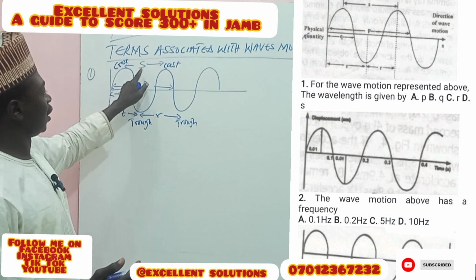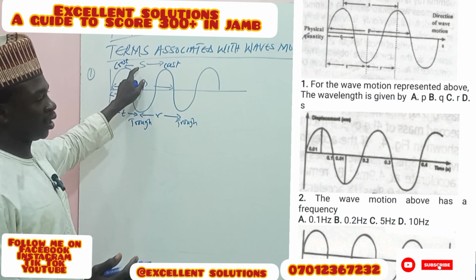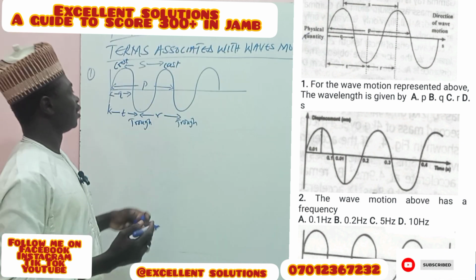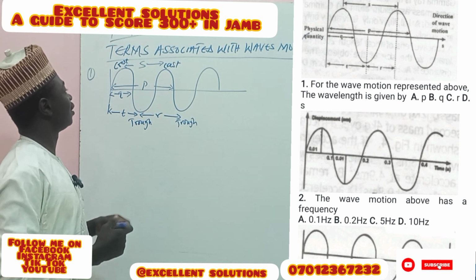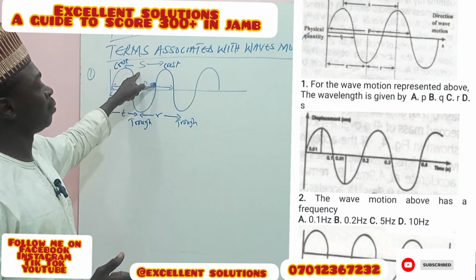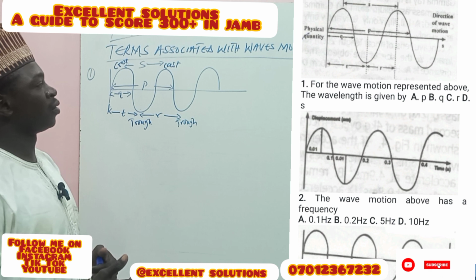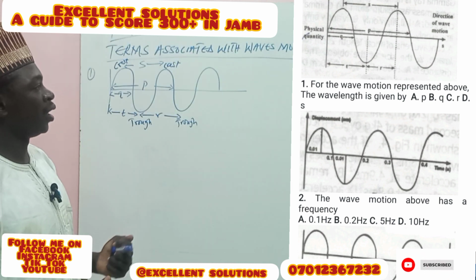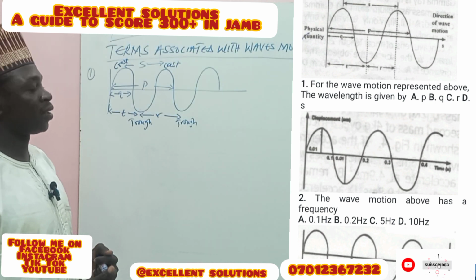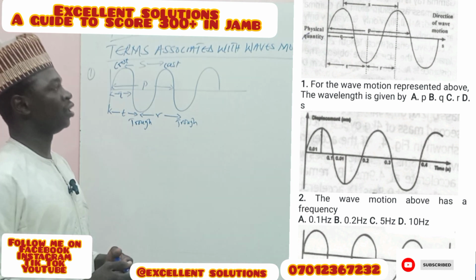So if we look here, we only have S that defines the distance between crest to crest. So the wavelength here is represented by S. And in the options, we have option D that says S. So the answer here is option D.